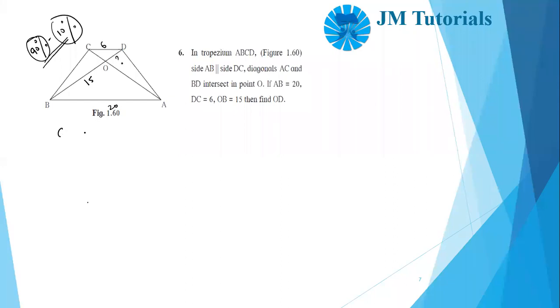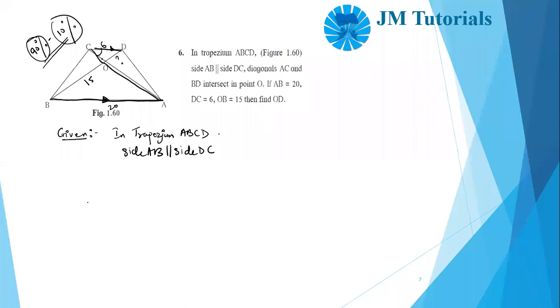What is given? In trapezium ABCD, side AB is parallel to side DC. These two are parallel. So now I'm going to make this line. I know that this is equal to this, and I'll say vertically opposite angles.